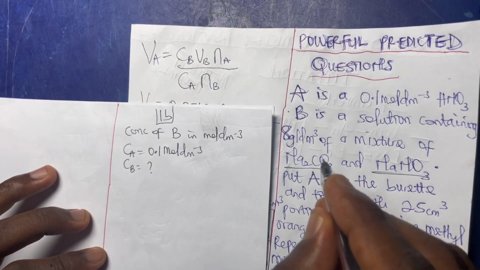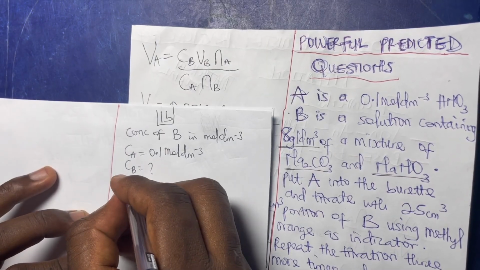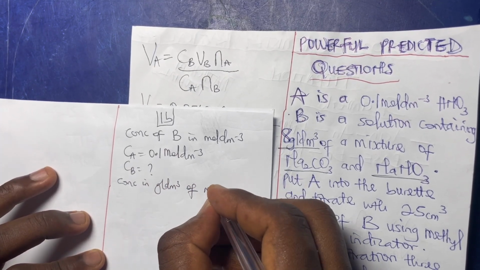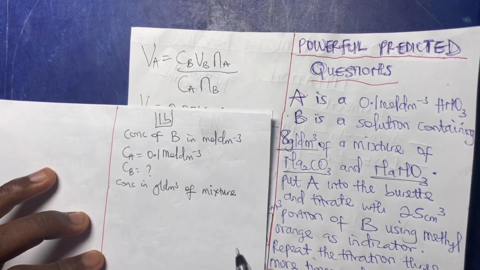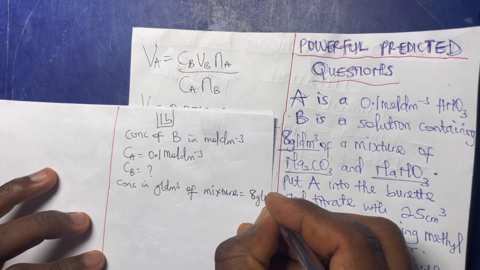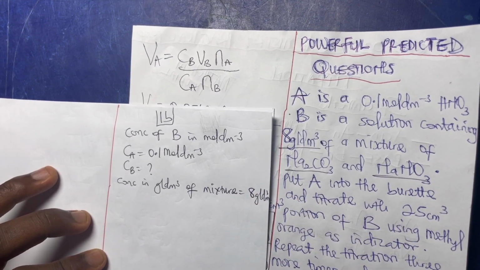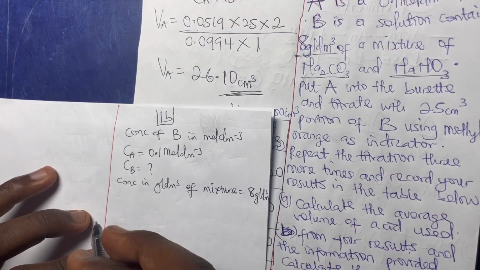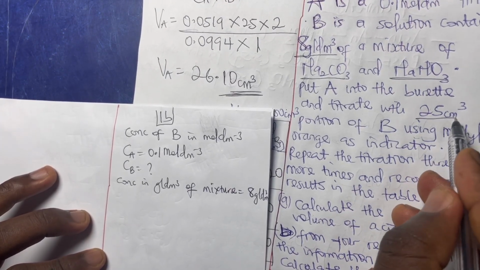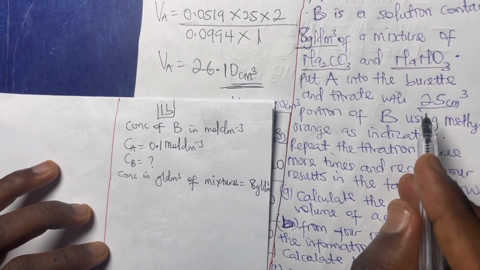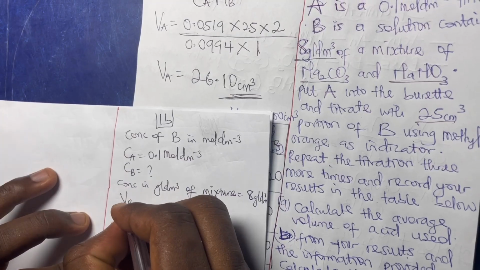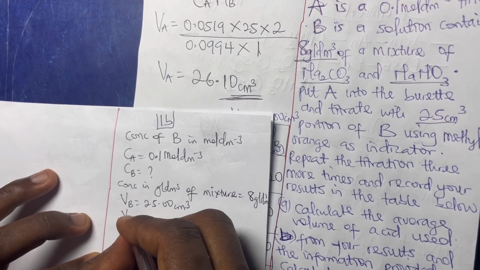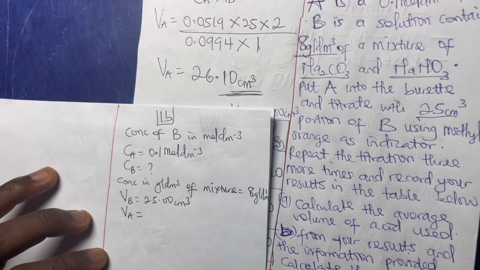So let me leave this first. Let me write it here. So the concentration in gram per dm cube of the mixture, and that is 8 gram per dm cube. Then it says put A into the burette and titrate with B. So here now, 25 cm cube, I have it as the volume of the base. So VB is 25.00 cm cube. And for my VA, so for my VA is here.